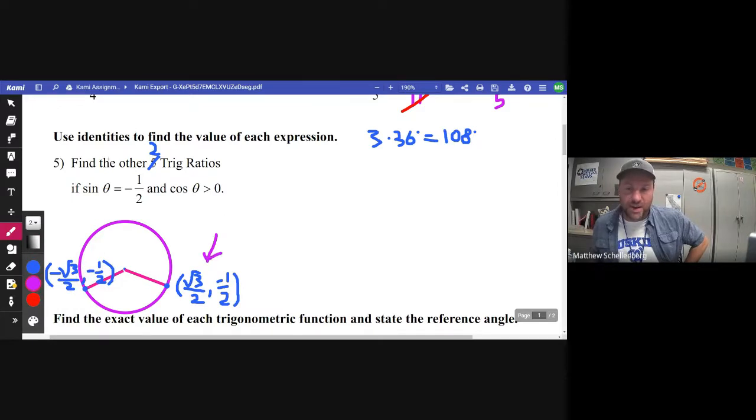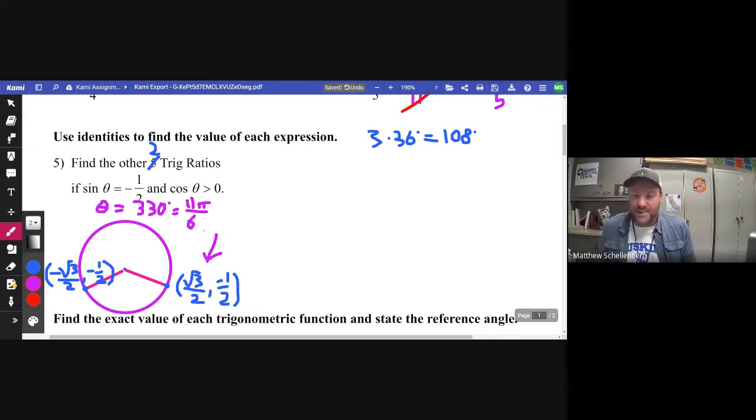This is the actual theta. What this means is that theta equals 330 degrees, or if you prefer in pi radians, 11 pi over 6. And you can just look at the unit circle, and now you know what the cosine is there. The cosine has to be this one over here. It has to be this one here is the cosine. And so cosine equals √3/2.